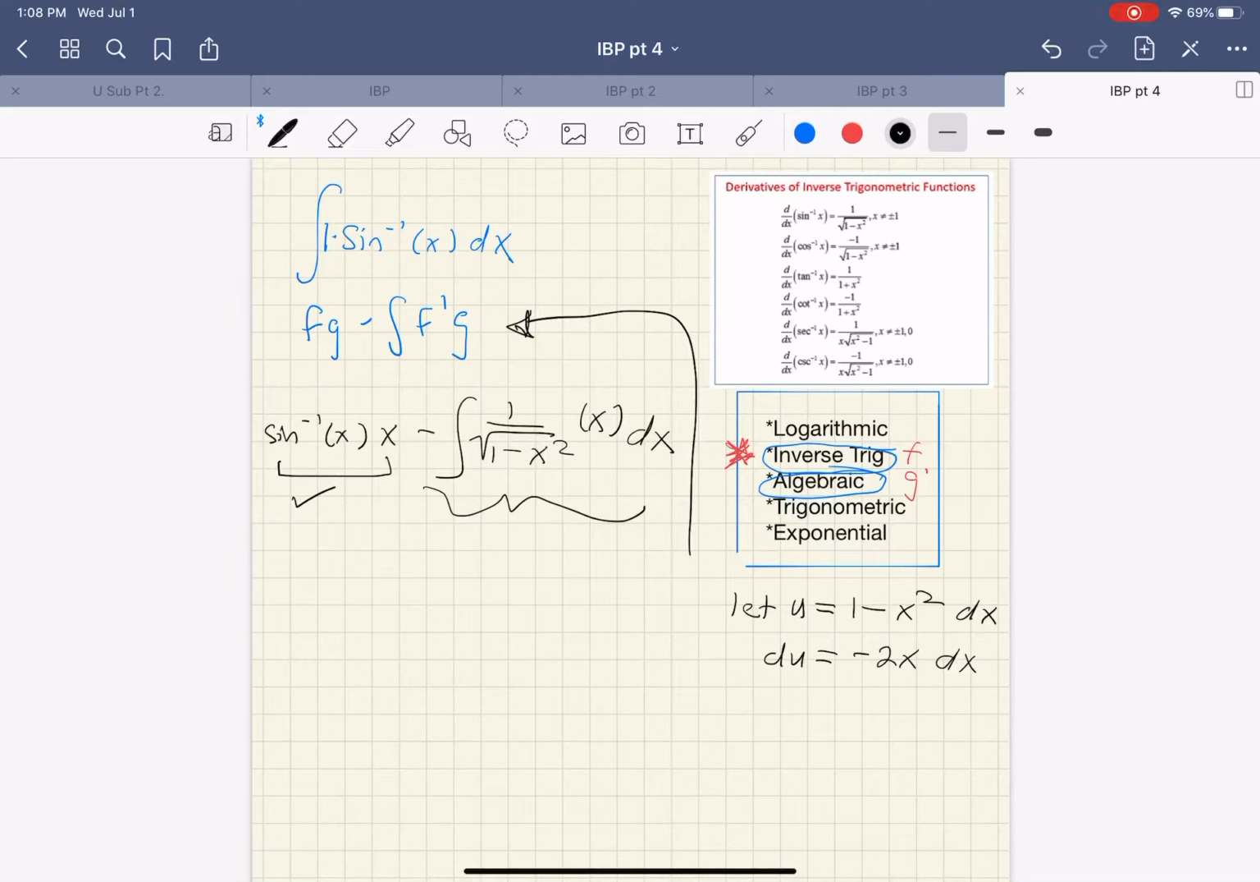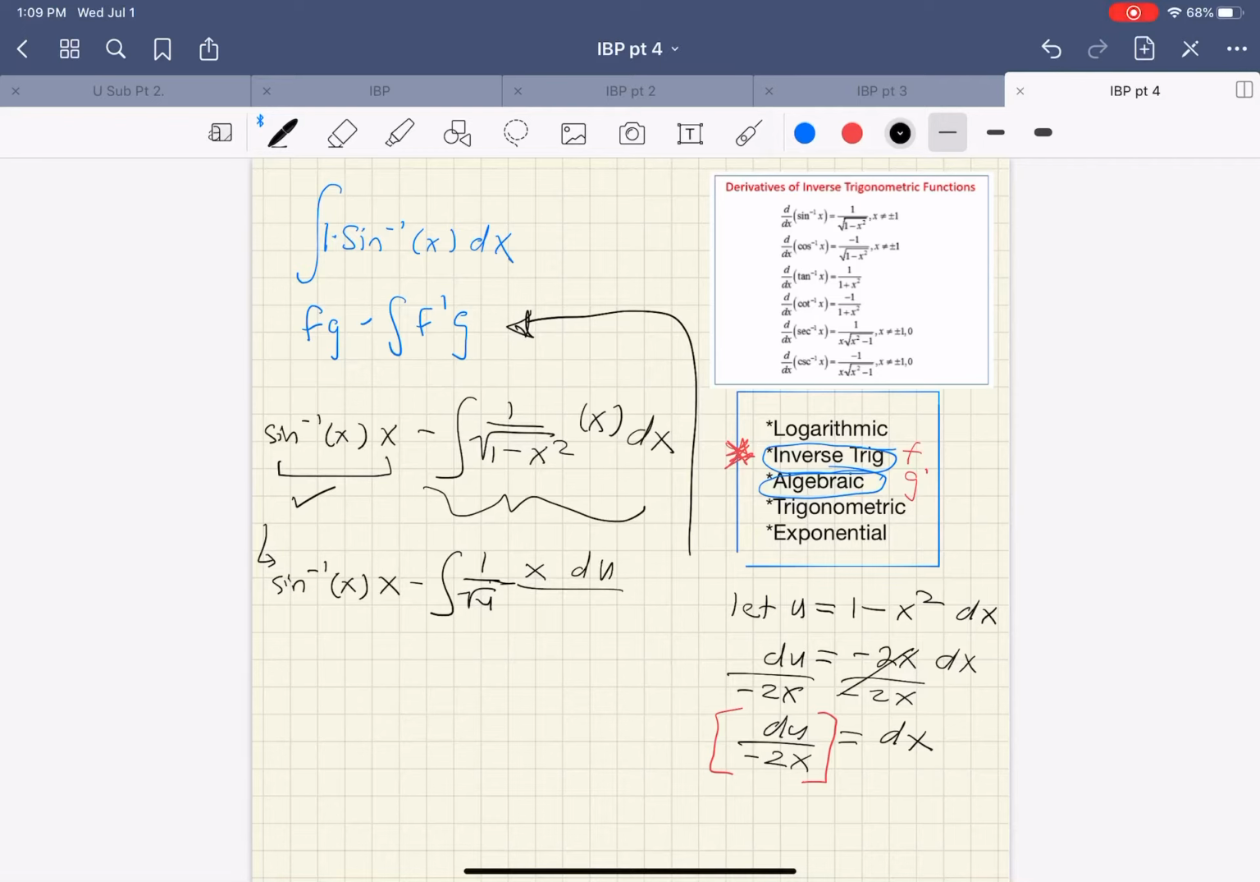And then anywhere we have a dx, we'll just replace it with whatever we have on the left-hand side. So du over negative 2x is equal to dx. So now we can go over here and replace dx where we see this. So I can drag this down. Minus the integral of 1 over the square root of u times x, and then we're going to have du over negative 2x. So these x's cancel out.